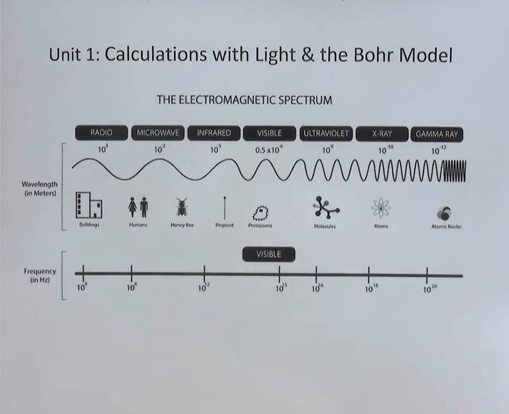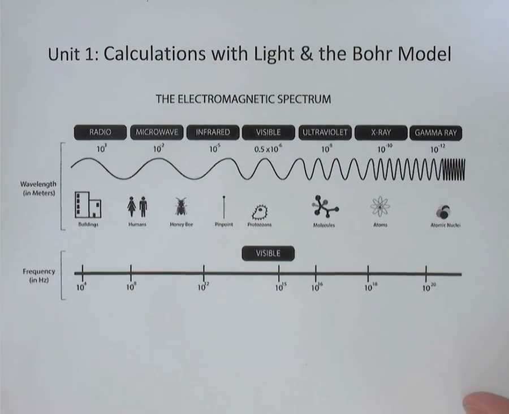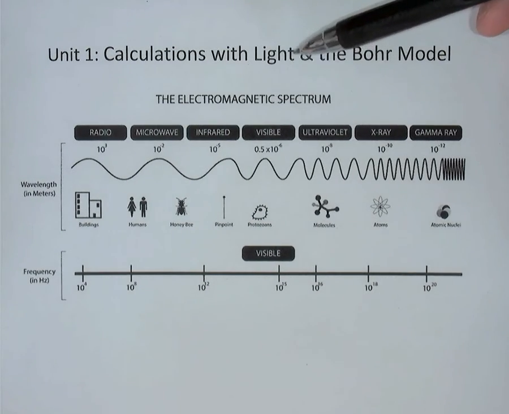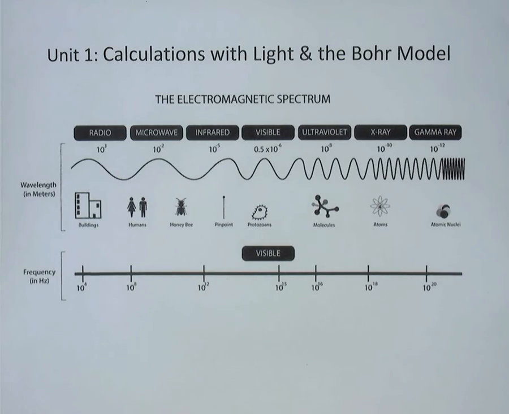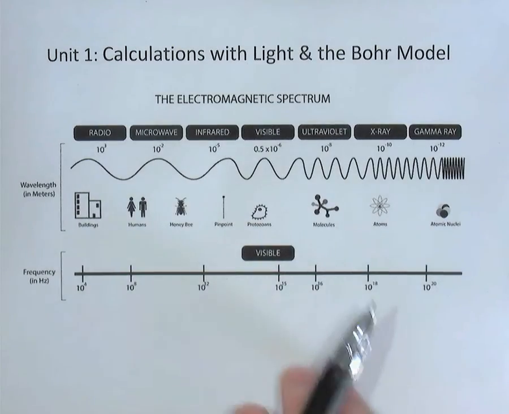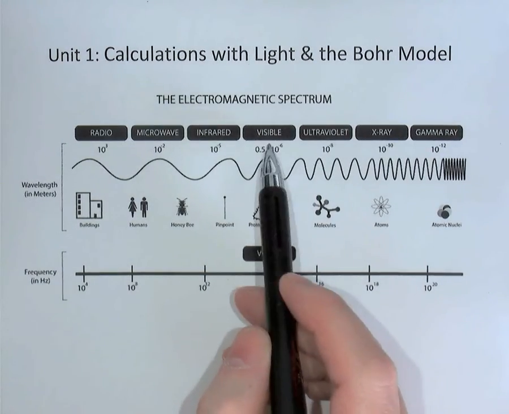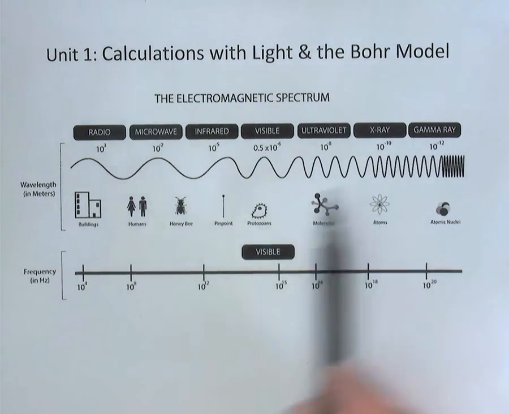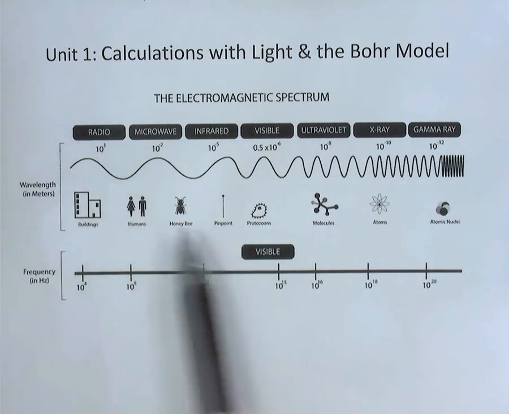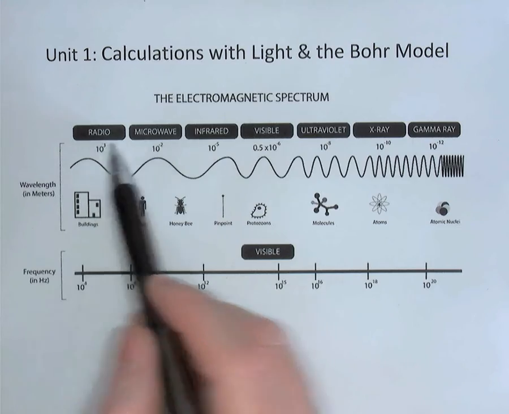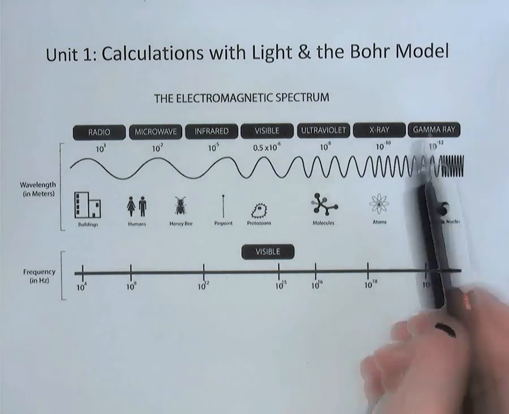Alright, in this video we're going to take a look at the calculations that are involved in the first unit of grade 12 chemistry, calculations involving light and the Bohr model of the atom. We remember that light is often just thought of as visible light, but really that's part of a much larger electromagnetic spectrum that includes everything from radio waves to gamma radiation.